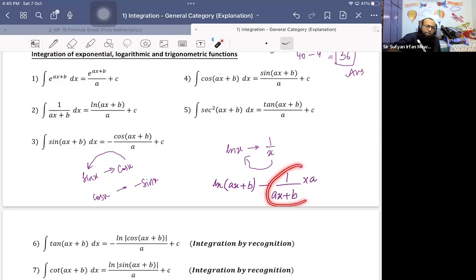Integrating a upon ax plus b will give us ln ax plus b. But if you are integrating only 1 upon ax plus b, then it is going to be ln ax plus b divided by a. So this is what is written over here. 1 upon ax plus b, when integrated, will give us ln ax plus b upon a plus c.